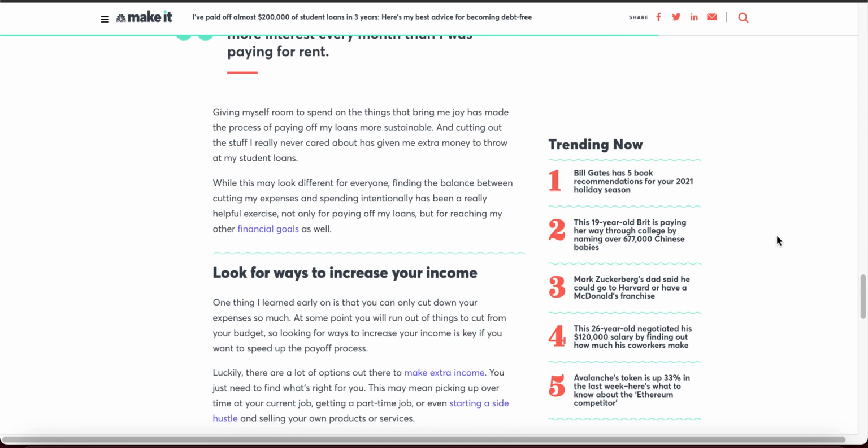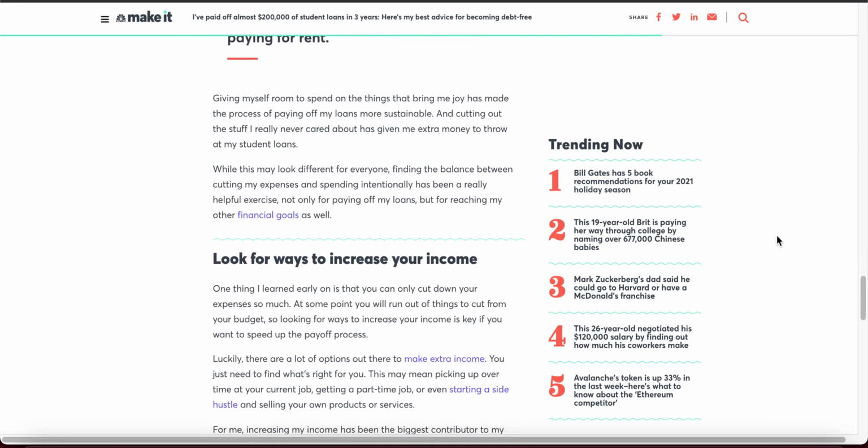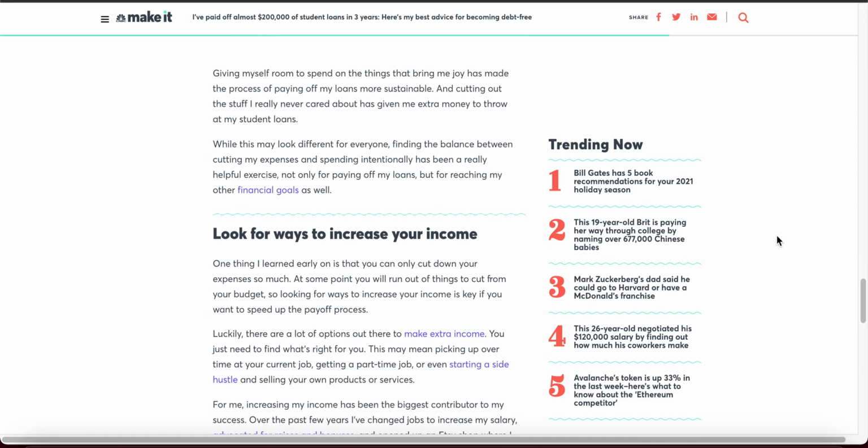So look for ways to increase your income. One thing I learned early on is that you can only cut down your expenses so much. At some point, you will run out of things to cut from your budget, so looking for ways to increase your income is key if you want to speed up the payoff process.